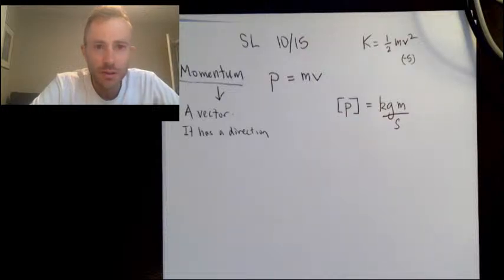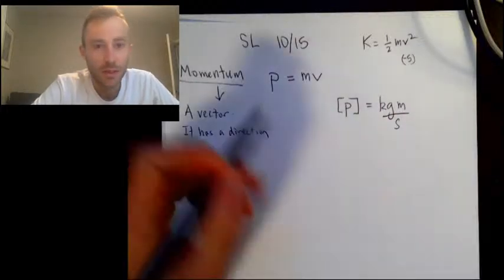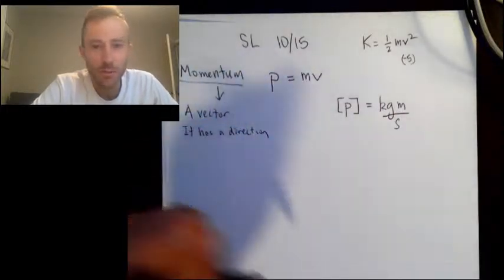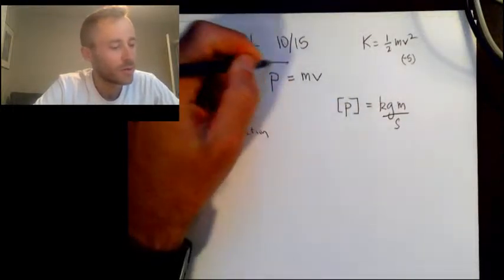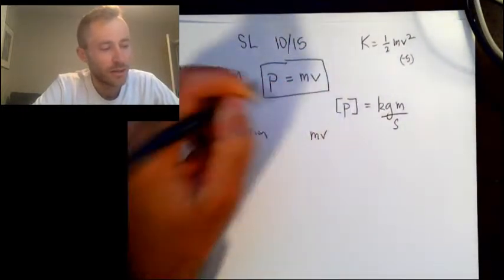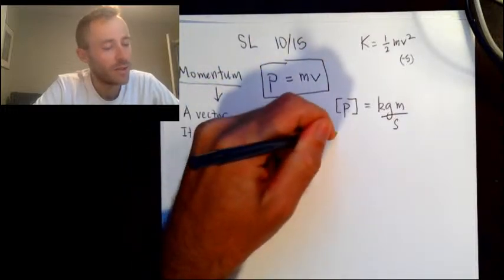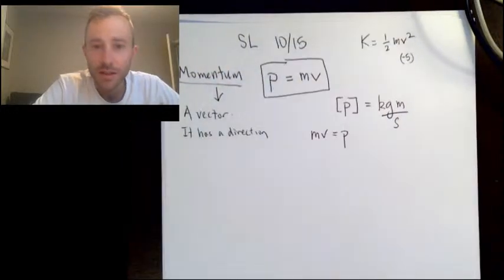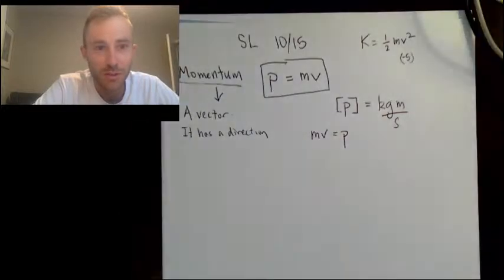Let me give you a really easy mnemonic so that you can remember the formula for momentum. A nice way to remember the formula for momentum, I'll box this in by the way, is to think about it not as p equals mv, but mv equals p. And then you have MVP. Who knows what MVP stands for? Type it in the chat if you know what MVP stands for.